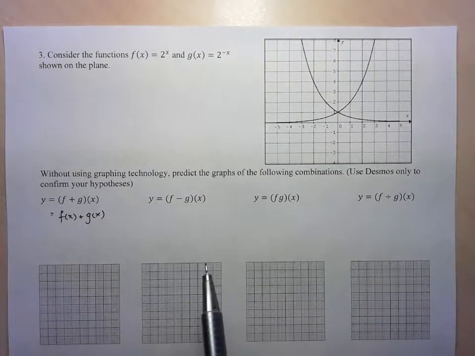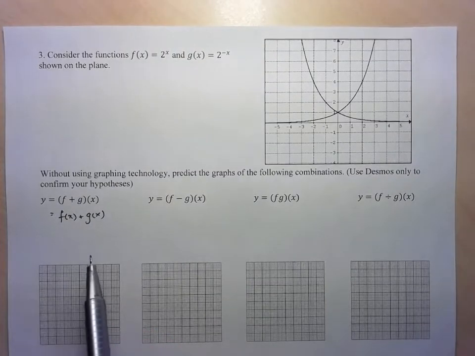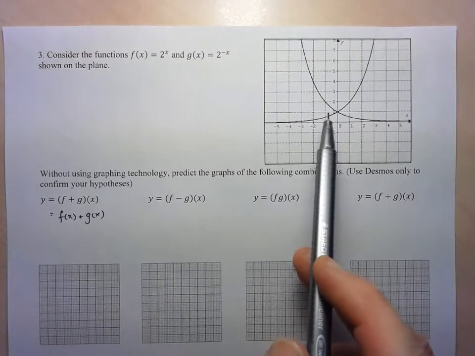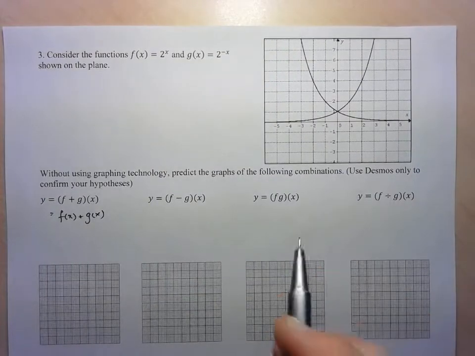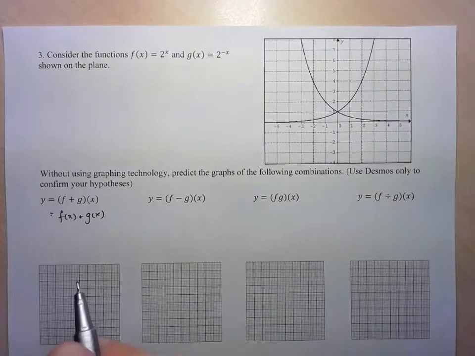Now, the x-intercepts when I'm adding two functions occur when the y values have opposite signs. But since they're both always positive functions, the sum won't ever have any x-intercepts. All right, so let's take a look and see what we can get.